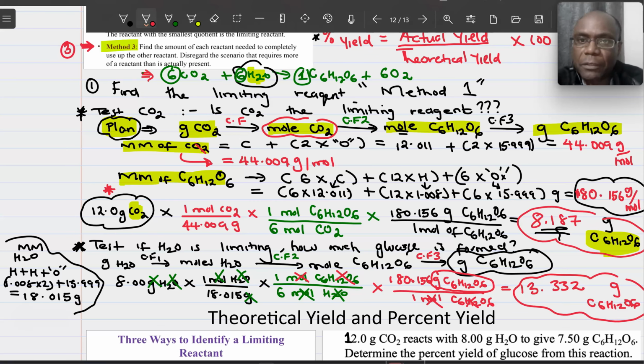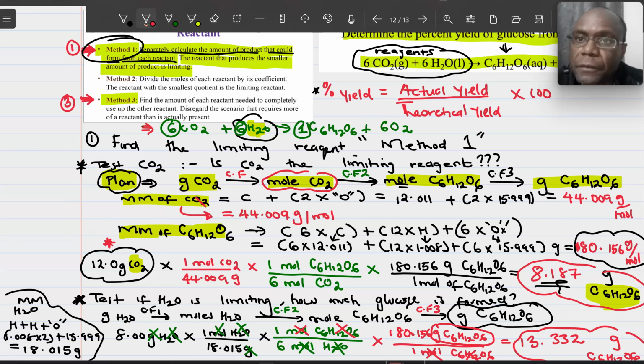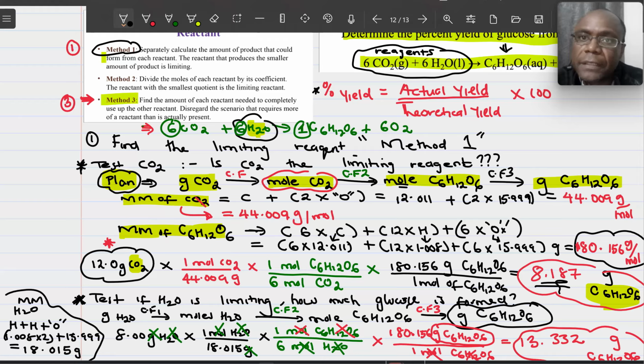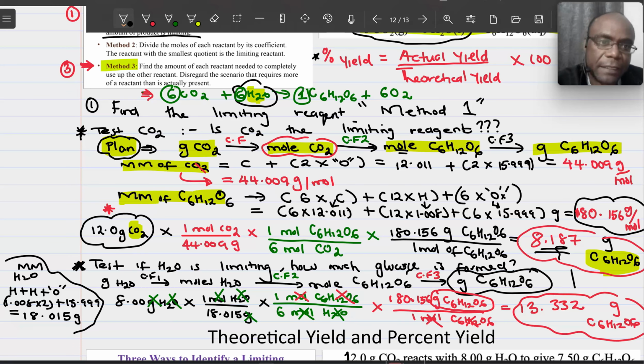Now go back to the rule for method 1 of finding the limiting reagent. I'll erase, then we read again. Method 1 of finding the limiting reagent is to separately calculate the amount of product that could form from each reactant. The reactant that produces the smaller amount is limiting. So these are the amounts of product from the two reactants, calculated separately, if they were limiting, if they were calling the shots, if they were completely consumed.